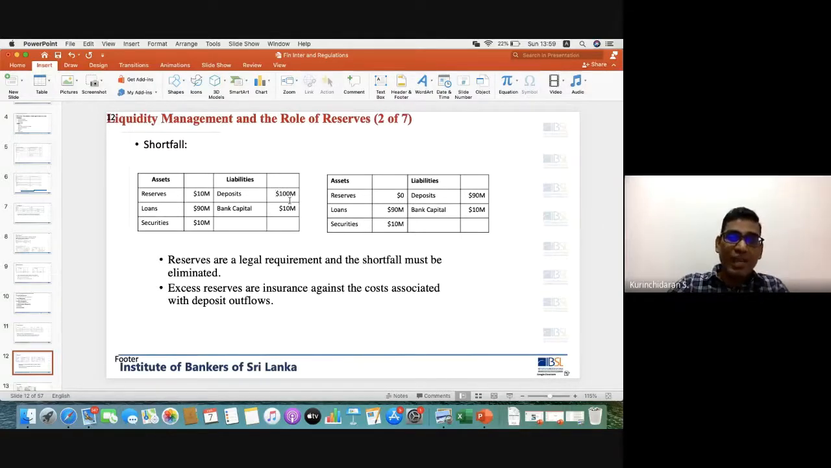You have liabilities of 100, that means deposits of $100 million. You have to maintain 10% of the deposits, so that means you are maintaining 10 million. Now you have loans of 90 million and securities of 10 million. So your balance sheet size is 110 million in this scenario. Total assets are 110 million and total liabilities are 110 million. Now the problem: let's take the same scenario.